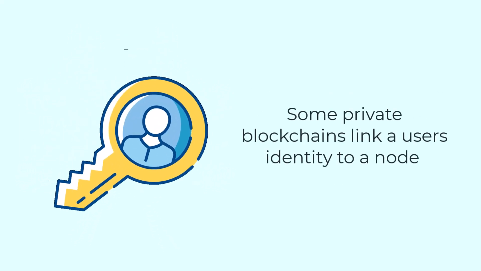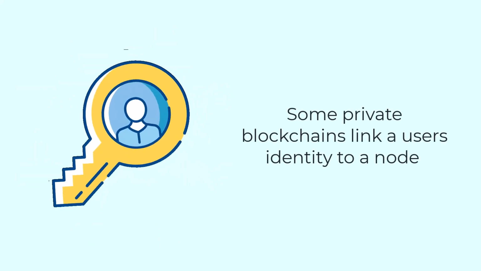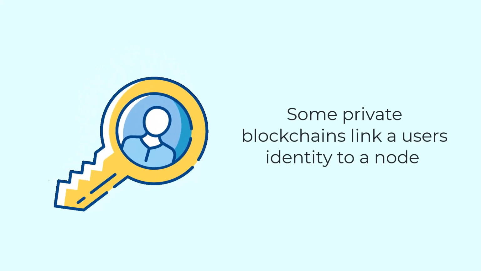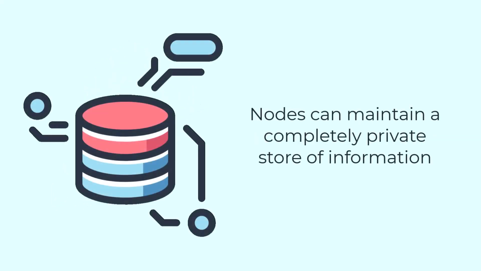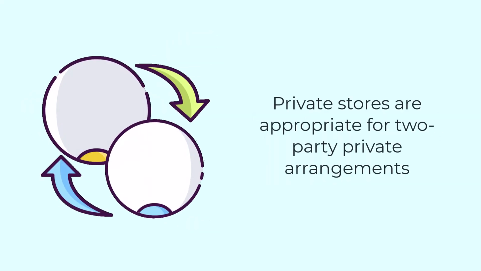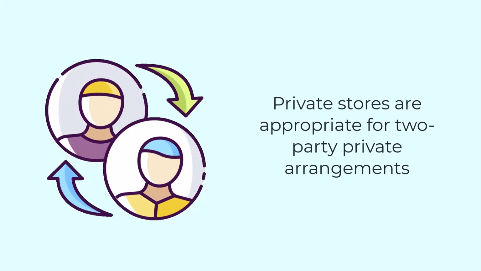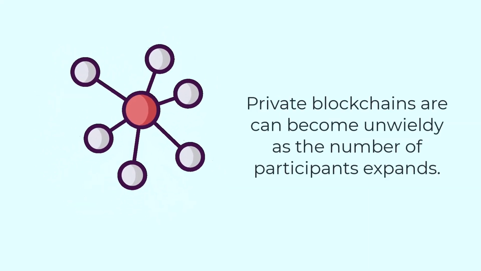Some private blockchains, such as R3 Corda, tie a user's identity to a node, making it almost essential that each user must run a node. Each of these nodes can maintain a completely private store of information. This can be appropriate in certain circumstances, such as when two parties enter into a private arrangement. But this type of arrangement can become unwieldy.